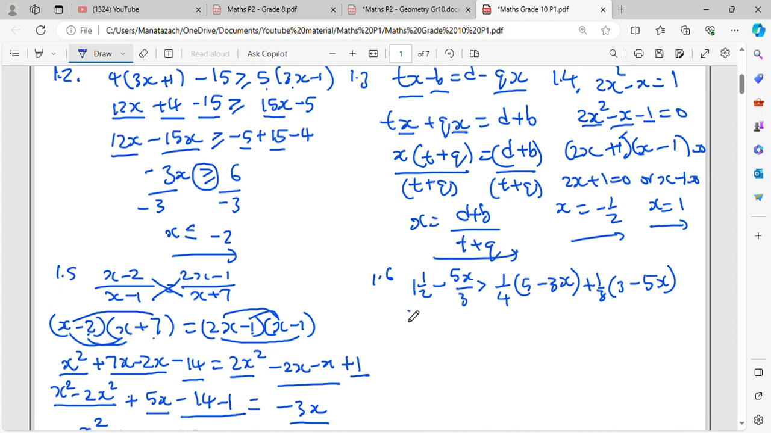So let's first rewrite this. You can rewrite it as 3 over 2, right? And then this one will come back as 5x divided by 3 as it is. And then here we'll have 1 over 4, 5 minus 3x, 1 over 3, 3 minus 5x.